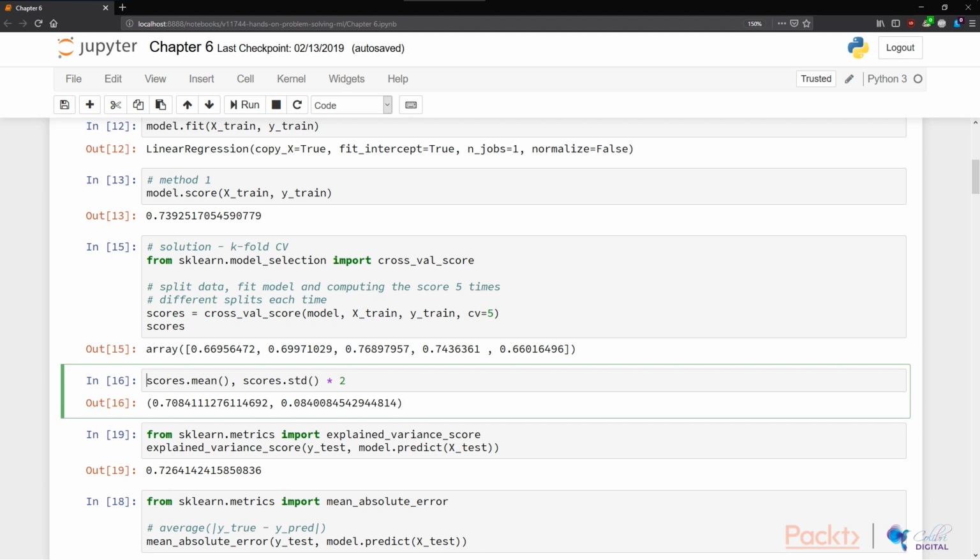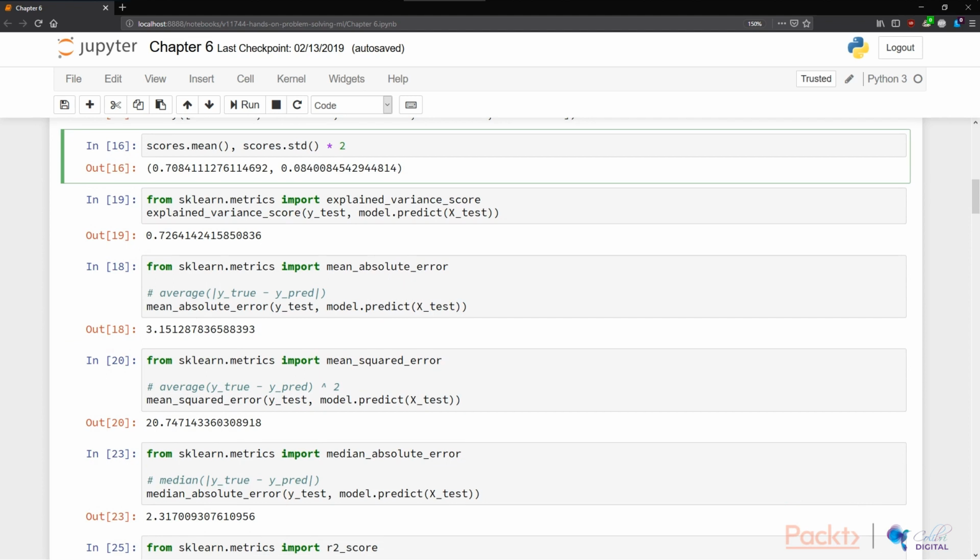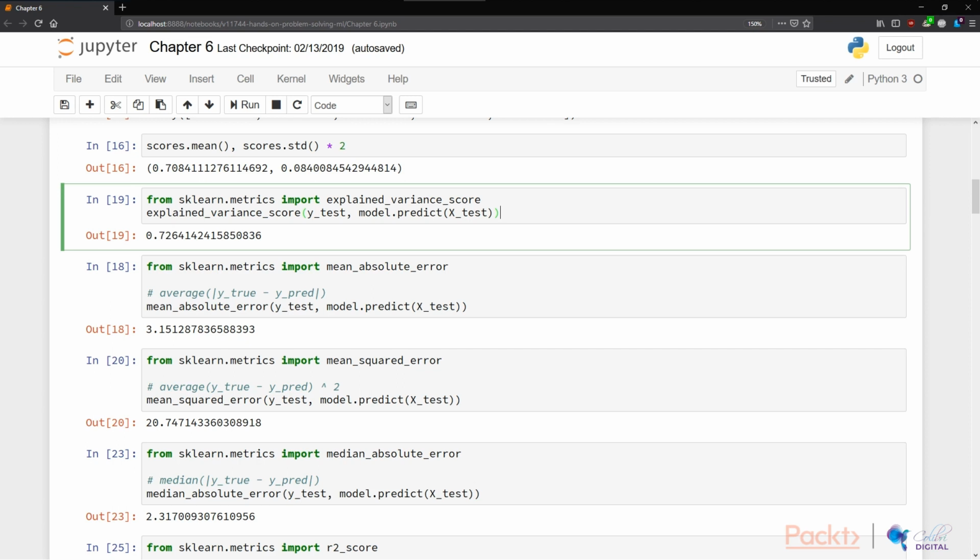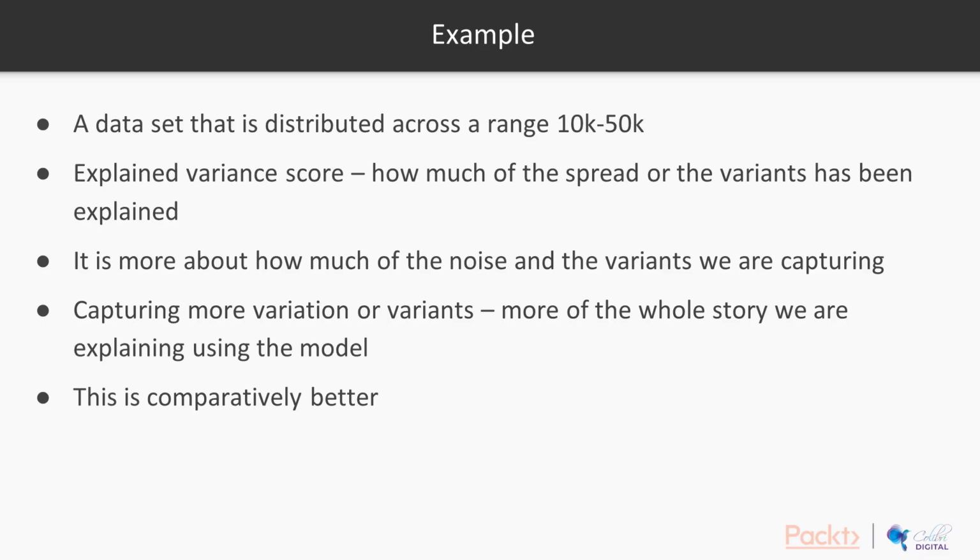And we can import various metrics from scikit-learn to really understand these scores further, right, and understand the model's prediction power further. So in 19, what we have is the explained variance score. So it's very easy, right? So if you have a data set that is distributed across, let's say, a range. So for example, in the Boston house prices data sets, the prices are distributed between 10 to 50,000, right? And so the explained variance score roughly tells you how much of that spread or that variance or that variation in your data sets has been explained.